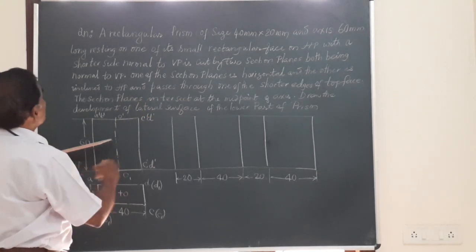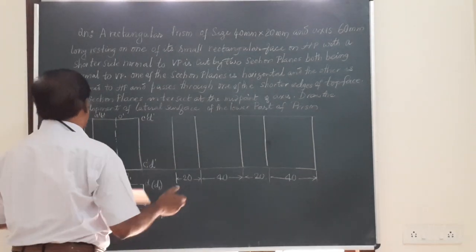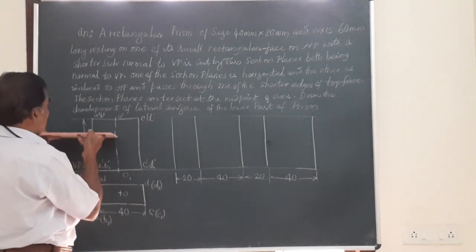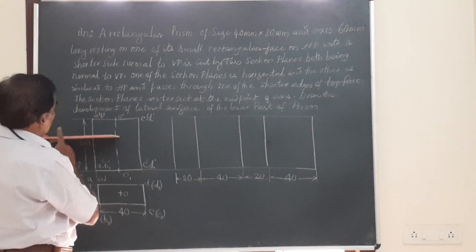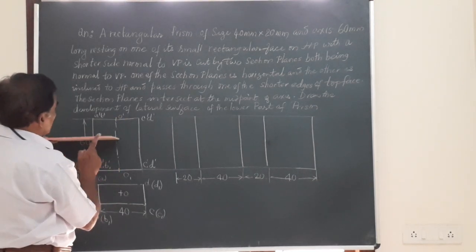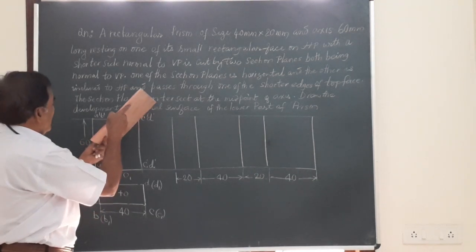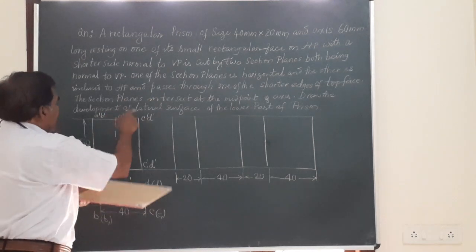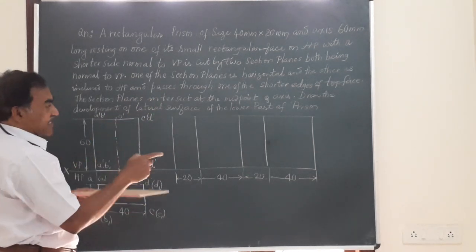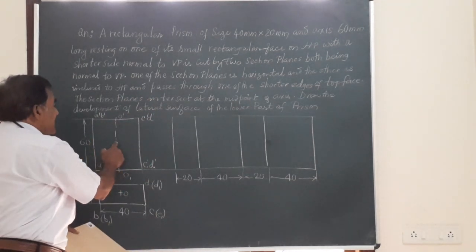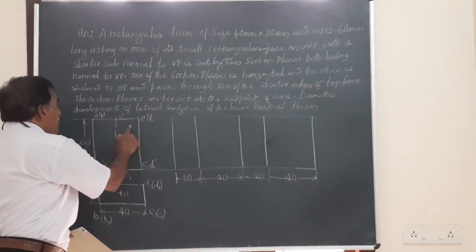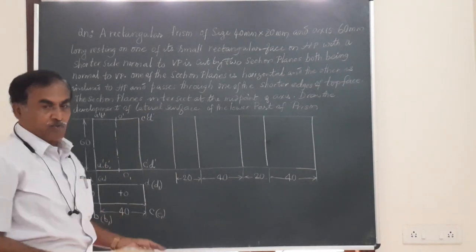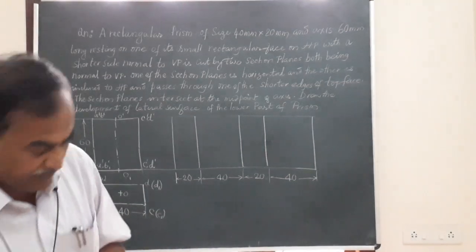He says it passes through the short edge of the top face. So one will be like this, which is seen as a line till the axis, a horizontal line. The other one is from there. It will pass through C dash D dash. So you will have two lines, one horizontal till the center, the other one inclined and passing through this point. So I am going to mark these two section planes.